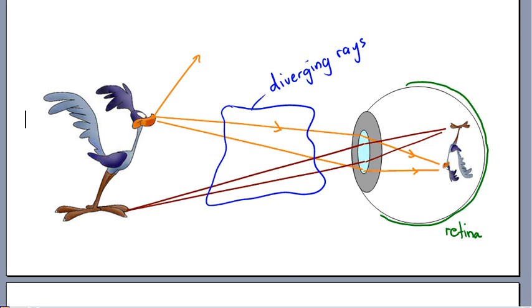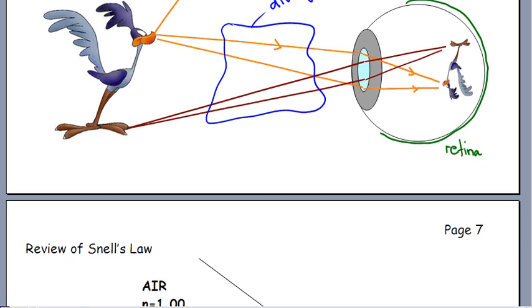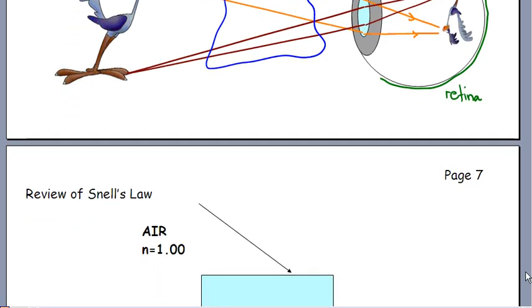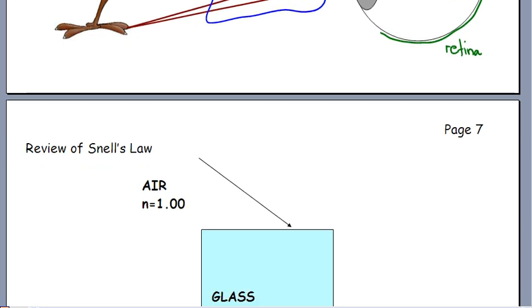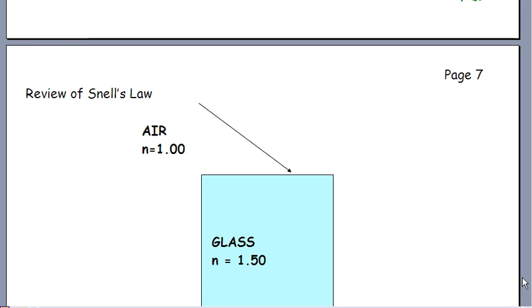And to do that, we still haven't even really started this chapter yet, but we're right on time here. We're going to take a little review of what we call Snell's law. Snell was a physicist, and he came up with a neat little equation to talk about how light would bend based on knowing the indices of refraction, those slowdown numbers.